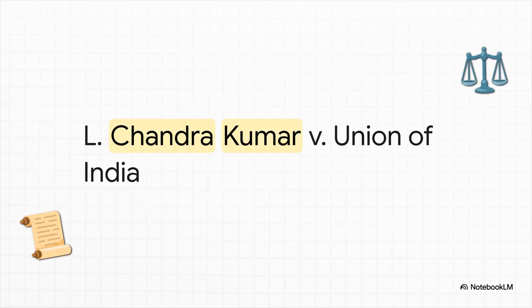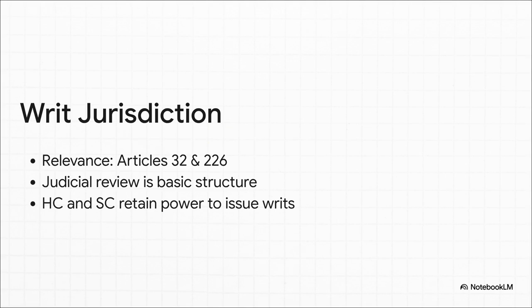All right, our second precedent, Landmark Case 2, L. Chandra Kumar v. Union of India. Again, I reiterate my previous instruction. Box this title clearly on your exam script using a contrasting pen color if permitted, or double underline the whole thing. The relevance here ties back to writ jurisdiction under Articles 32 and 226. The court held that judicial review under Articles 32 and 226 is part of the basic structure, and the High Courts and Supreme Court retain the power to issue writs.